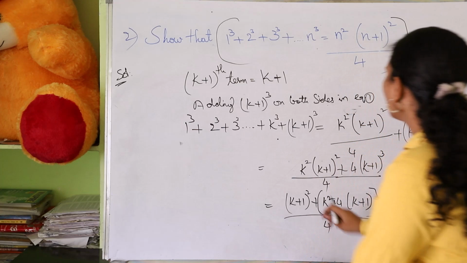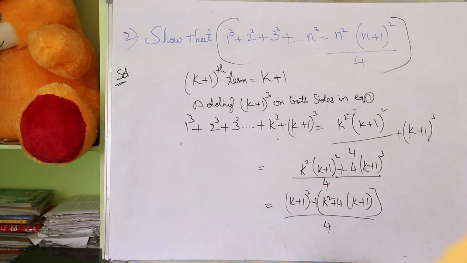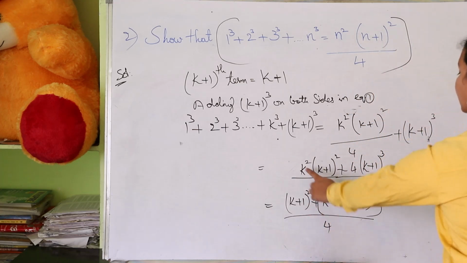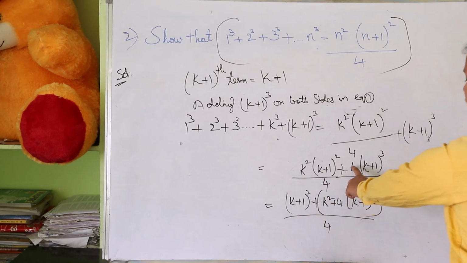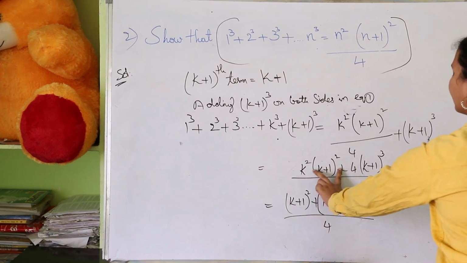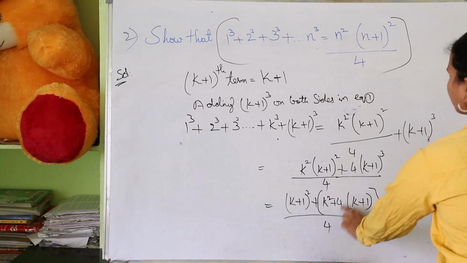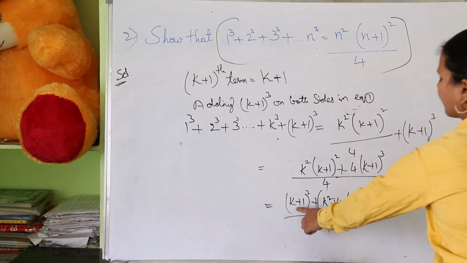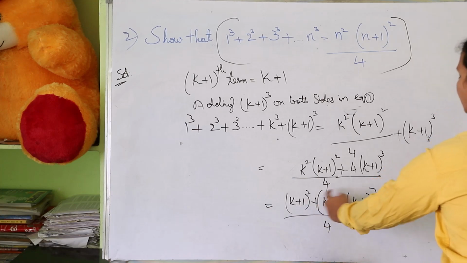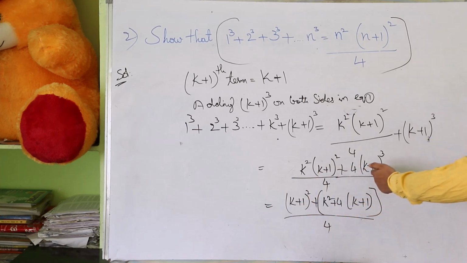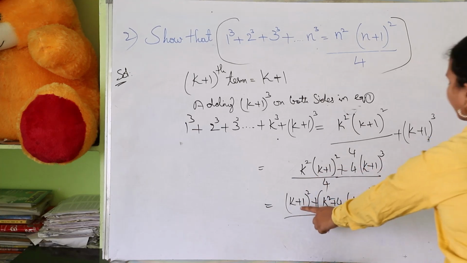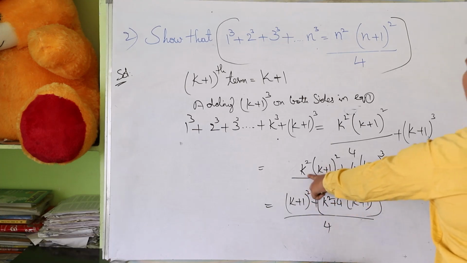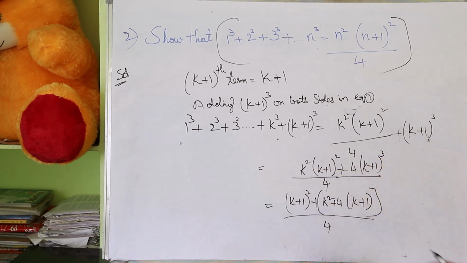Okay, here you have k plus 1 whole square plus k square plus 4. Here I got k square, here I got plus 4, right? So that's what I have added, k square plus 4 as it is. And here k plus 1, where here you have k plus 1 whole square. So when k plus 1 into k plus 1 whole square, this becomes k plus 1 whole cube. So here you have k plus 1 whole square, k plus 1 whole square, and k square plus 4, k square plus 4. This is what I have made. Clear?